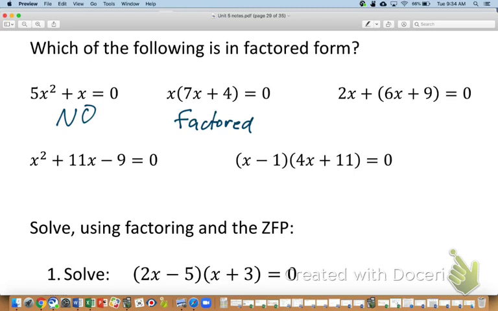What about the one on the far right up there? Factored or not? What is the one symbol that kind of ruins it as far as being in factored form? Yeah, the plus sign. If that plus sign wasn't there, then it would be factored form, wouldn't it? But it's a plus, so it's not a multiplication problem.